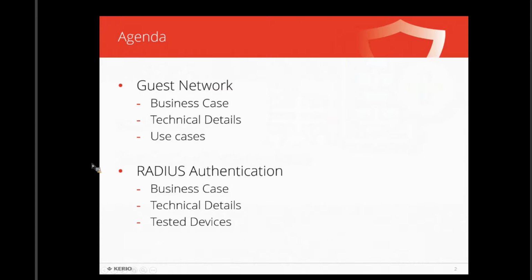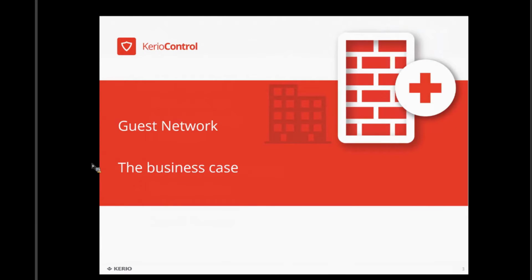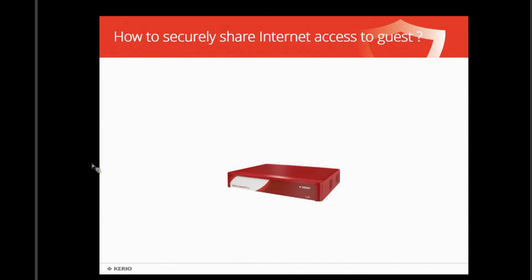Okay, so we will speak about the two new features, as Carsten already said. These features are the guest network and the RADIUS authentication server. We will discuss some business cases, review the technical details of these implementations, and I will describe some use cases. So let's start with the guest network and its business case.